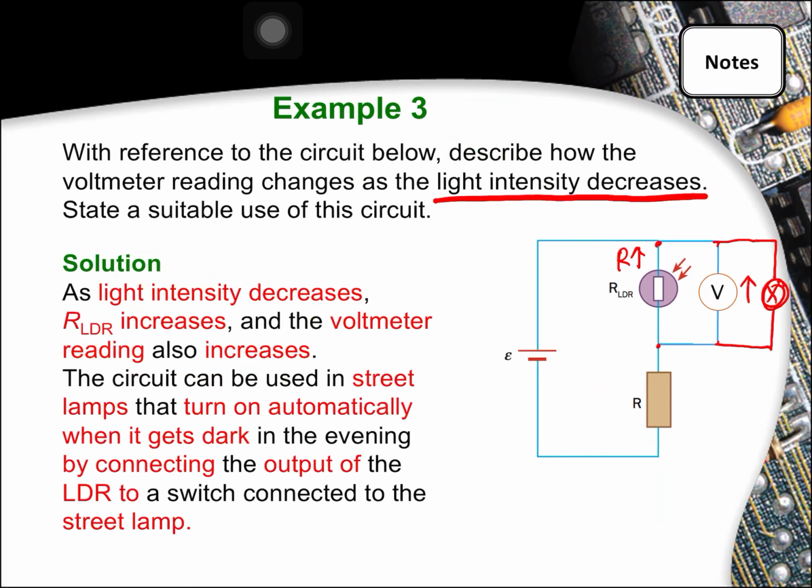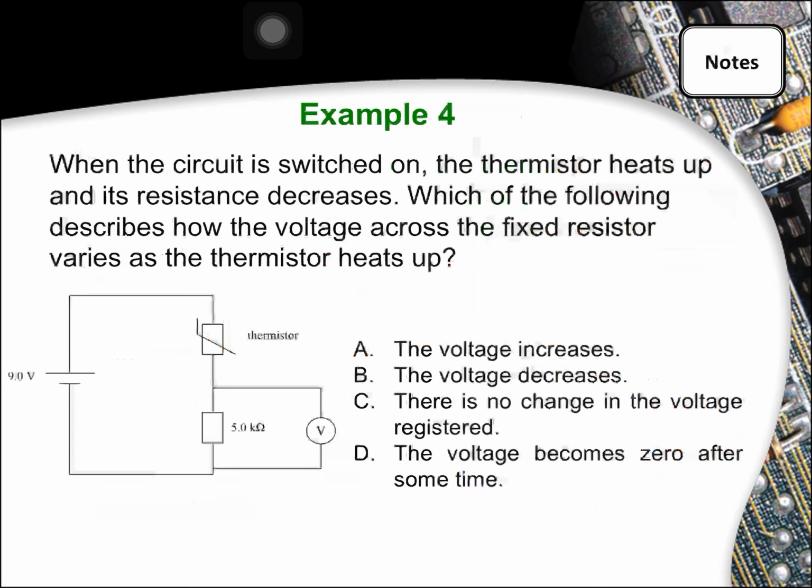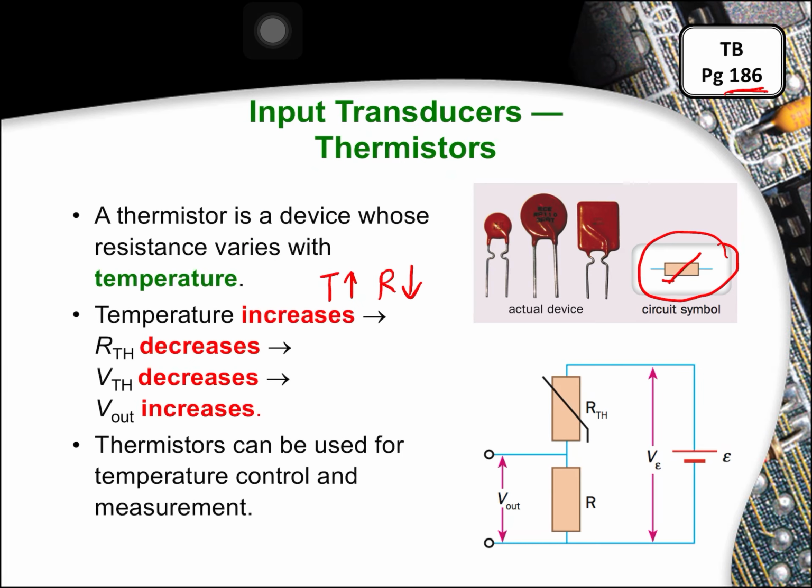So I forgot to mention about LDR. For LDR, it will look like this. You have this circle with a resistor, and then they normally draw the arrows here to show you that it needs light. Okay, so for thermistor, it looks like a resistor, but it has this line going across it. Alright, so let's try example 4. Sorry, let's go back first.